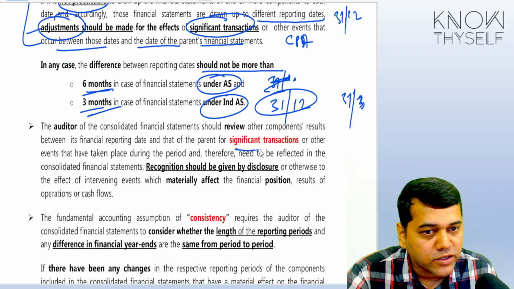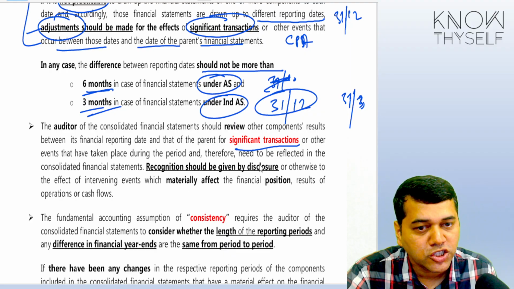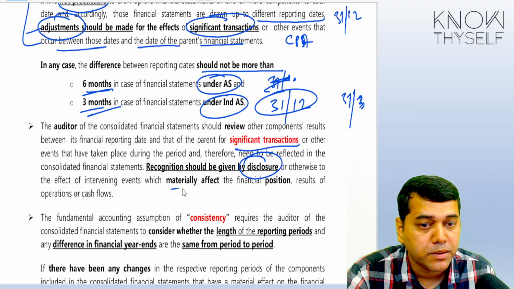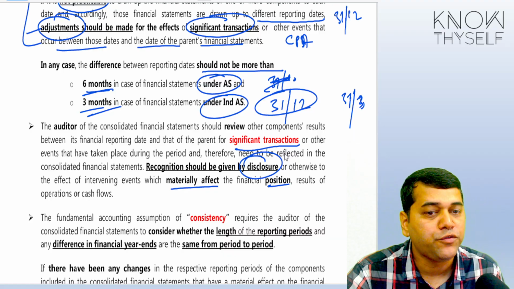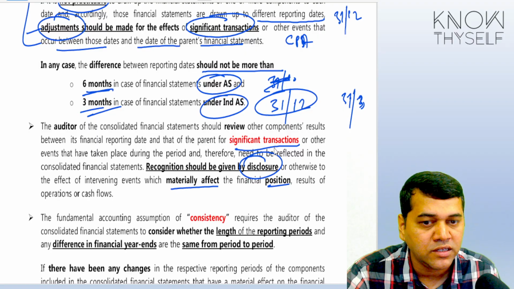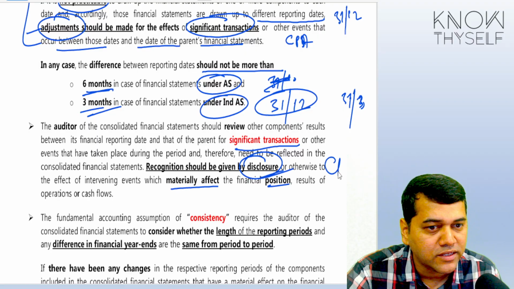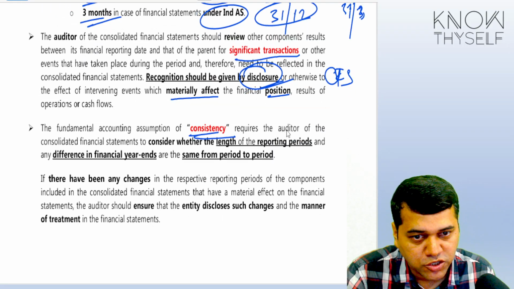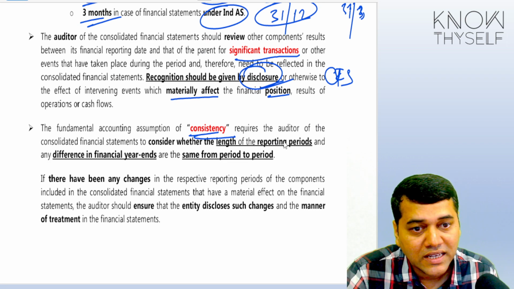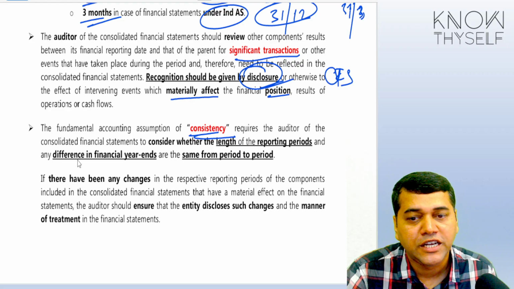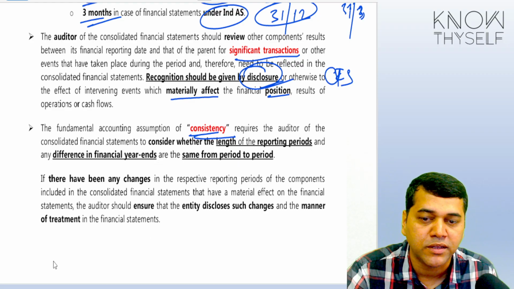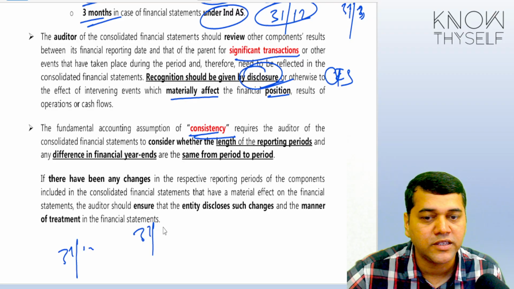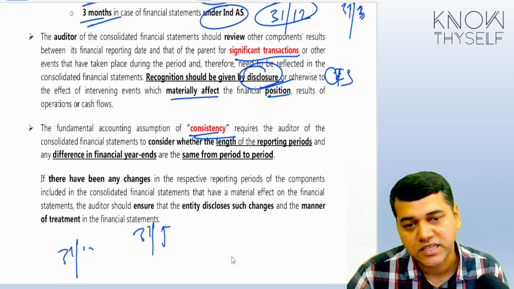The auditor should look for the significant transaction, and the recognition should be given by a disclosure, or otherwise the intervening effect which may materially affect the financial position. I mean, if you figure out such a significant transaction, how should you recognize it? You have to give that disclosure in the CFS. Now, the fundamental accounting assumption of consistency has to be followed, that is, consider whether the length of the reporting period and the difference in the financial year are the same from period to period. That means last year they followed 31st December, this year they have gone to 31st Jan, and next year they are again on 31st March.